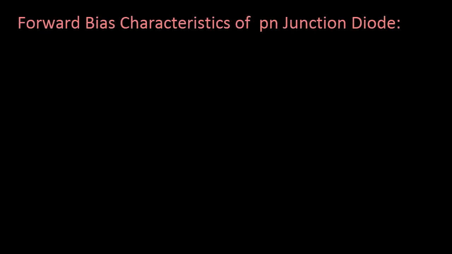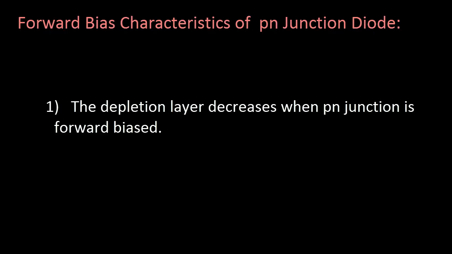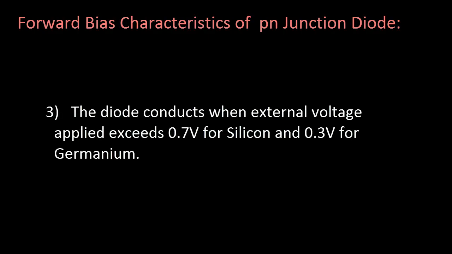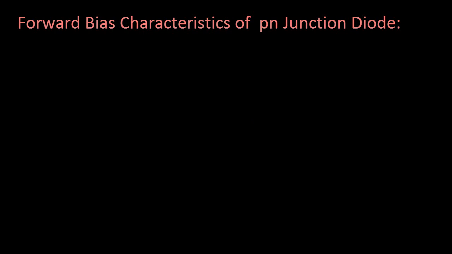Points to be remembered in forward bias characteristics of PN junction diode. The depletion layer decreases when PN junction is forward biased. At some external voltage, potential barrier is completely eliminated. The diode conducts when external voltage applied exceeds 0.7 volts for silicon and 0.3 volts for germanium.